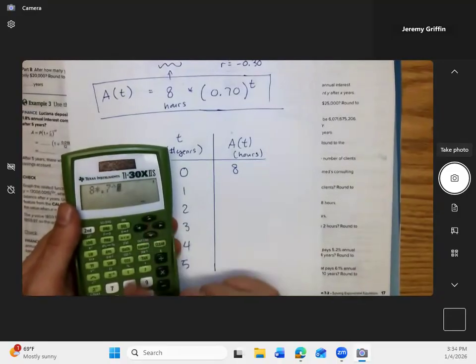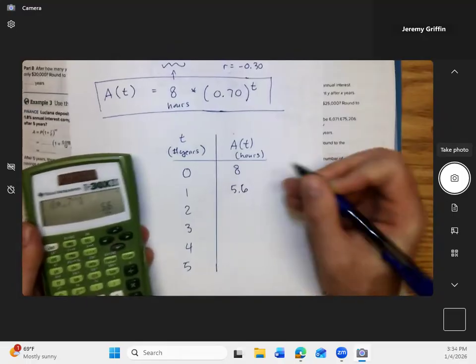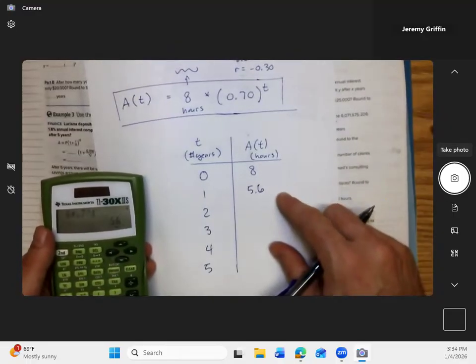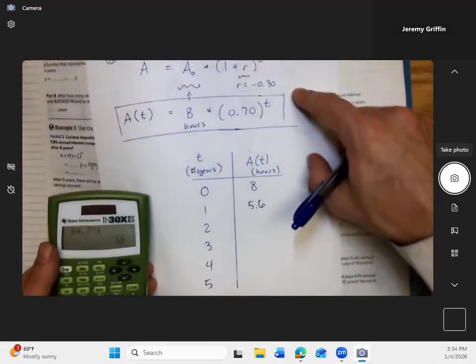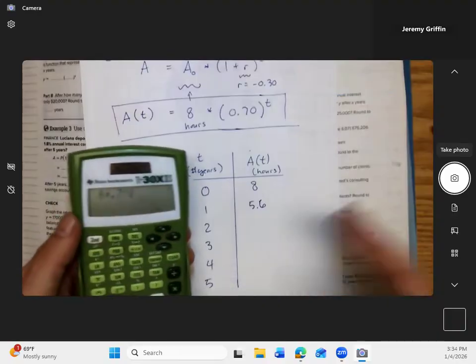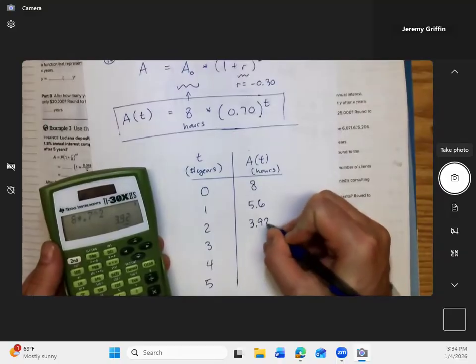How about after 1 year? After 1 year, it's down to 5.6 hours. So you charge it up, it lasts for 5.6 hours. Yeah, that's a 30% decrease. Said 30% decrease, didn't it? How about after 2 years? Well, that's like 70% of 70%. Now we're down to 3.92 hours.